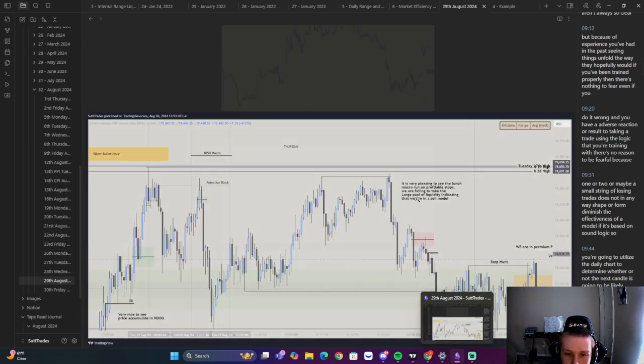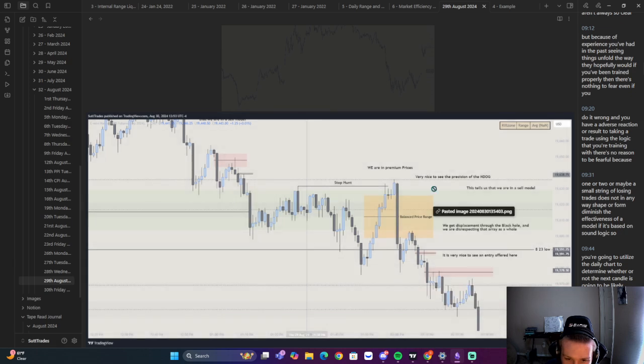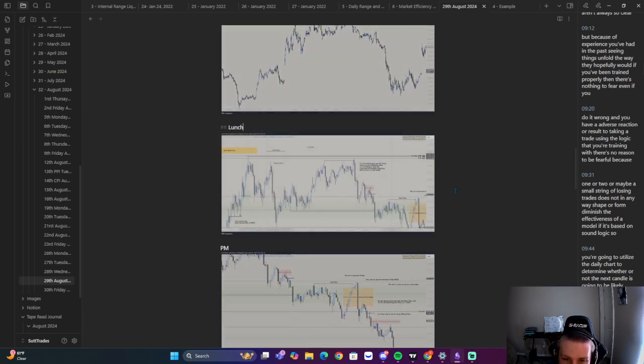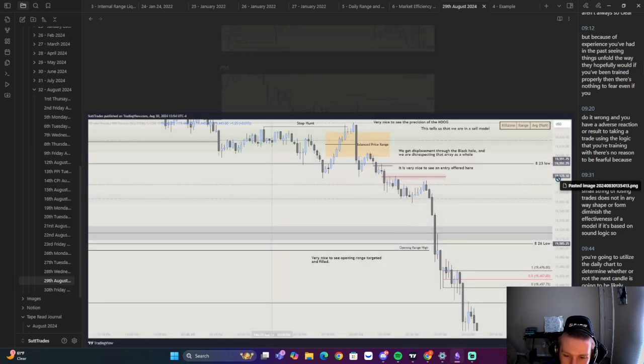And also, look at this level. Is that not nice to see? New day opening gap beautifully delivered and priced to right there. Boom. We're clearly in a sell model here. And what do we need? We just need a very small piece of order flow. That's all we need. It's just something to get aligned with the current narrative. Simple. There's nothing crazy about it. There's nothing scary about it. Just something with order flow here.